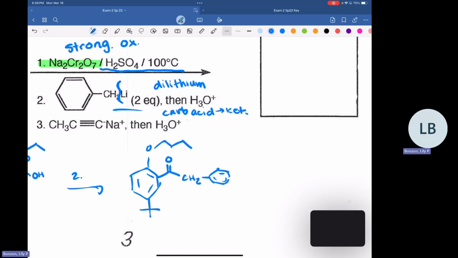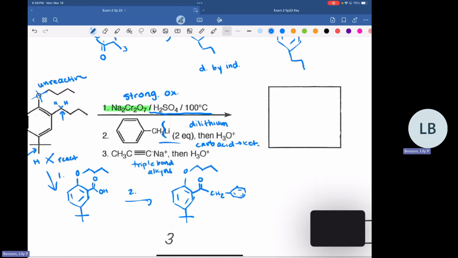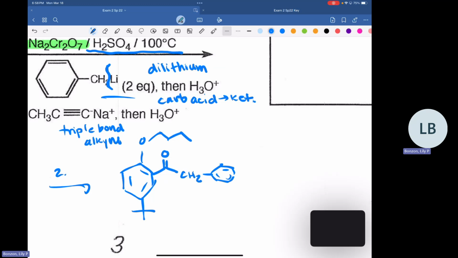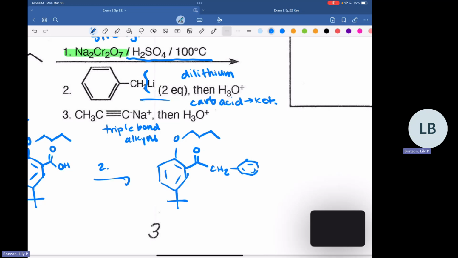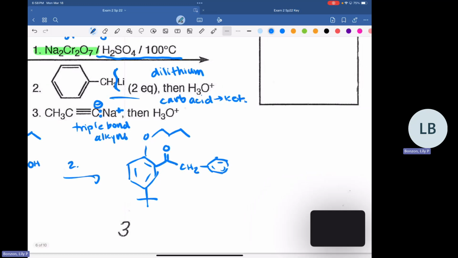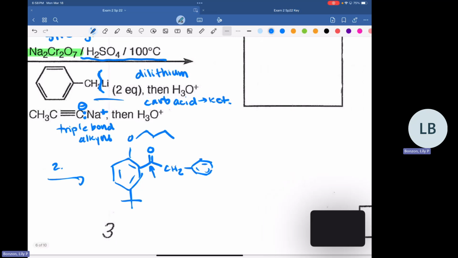Okay. All right. And for this last step, we have a triple bond. We have an alkyne. And so this one is going to be sort of like a Grignard reagent, not quite. But this one is a nucleophile because remember our ionic interactions. We've got that nucleophile there. And what this one is going to do is it's going to attack this partially positive carbonyl carbon, and it's going to attach itself on there.